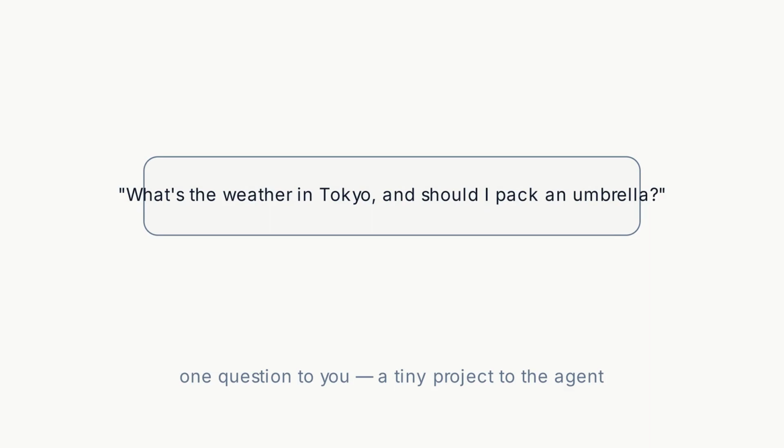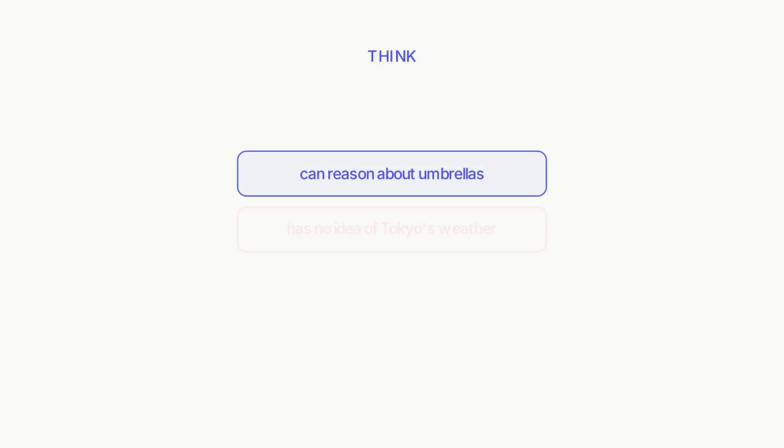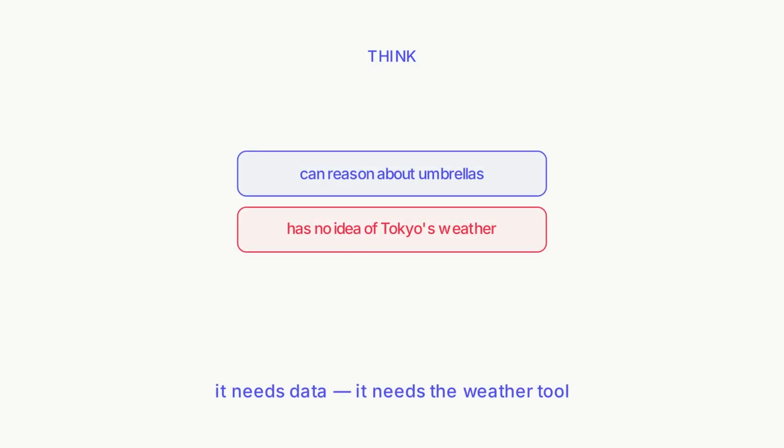You ask your assistant a simple, everyday question. What's the weather in Tokyo and should I pack an umbrella? To you, it's one question. To the agent, it's a tiny project, and it's about to take itself through 3 steps to solve it. Think. The model reads your question and realizes something. It can reason about umbrellas all day, but it has no idea what the weather in Tokyo actually is right now. It needs data. It needs the weather tool.